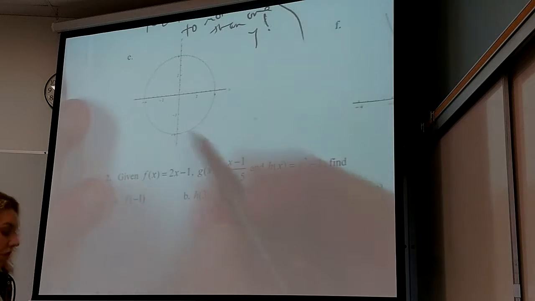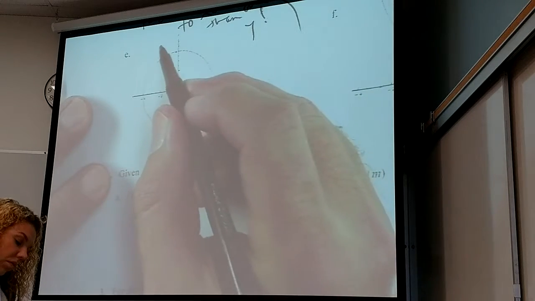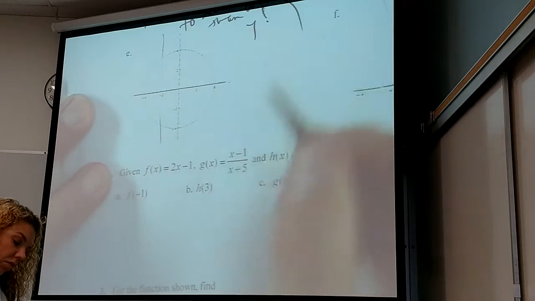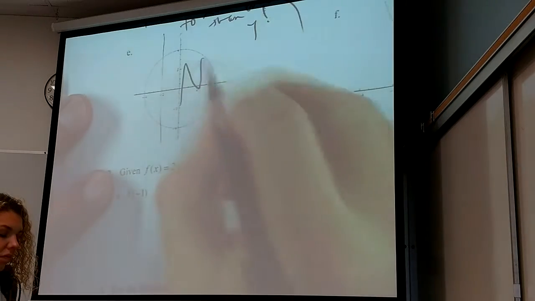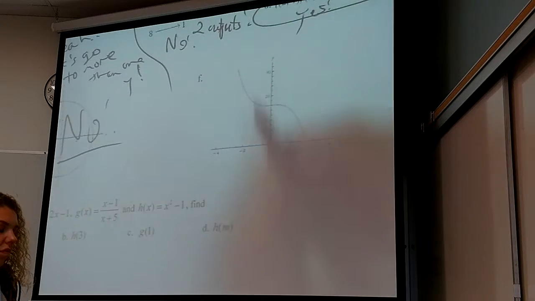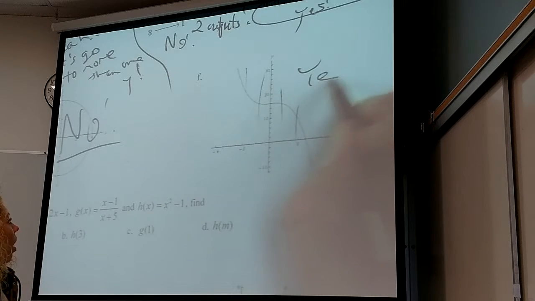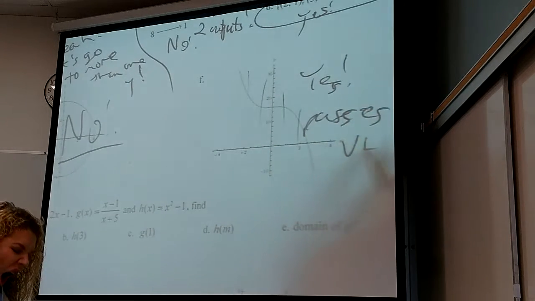Now this guy is obviously, is he a function or no? No. Yeah, if you draw a vertical line, you can find several. All you need is one. Just one vertical line goes through more than once, not a function. What about this guy? Yeah, he's a function. Every vertical line I can imagine goes through only once. So you can say passes vertical line test.